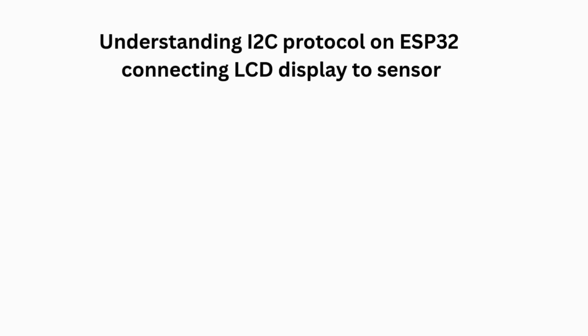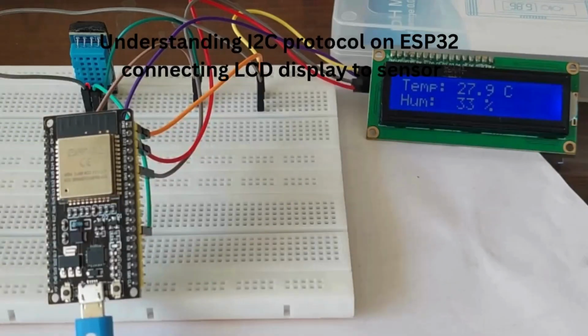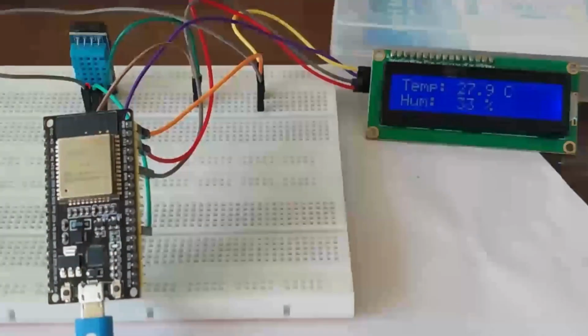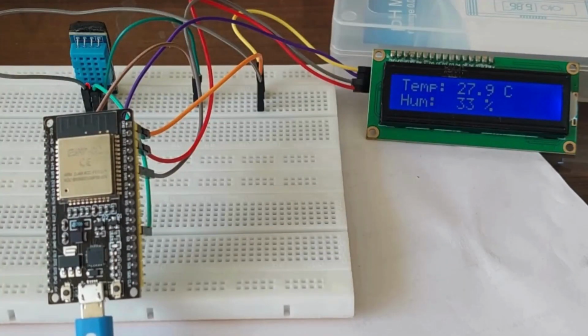Let's try to understand I2C protocol on ESP32. We'll connect a sensor DHT11 to a display which is I2C LCD display.